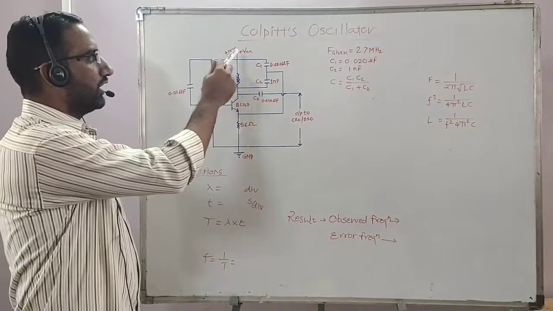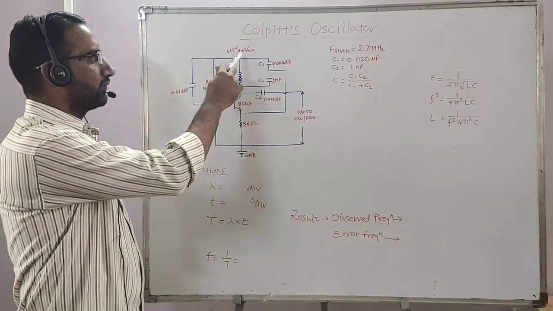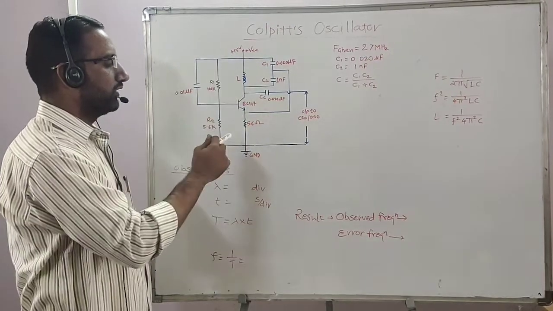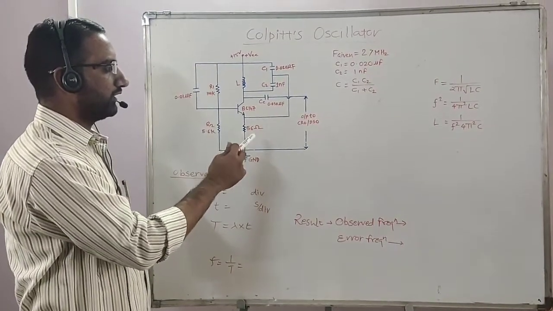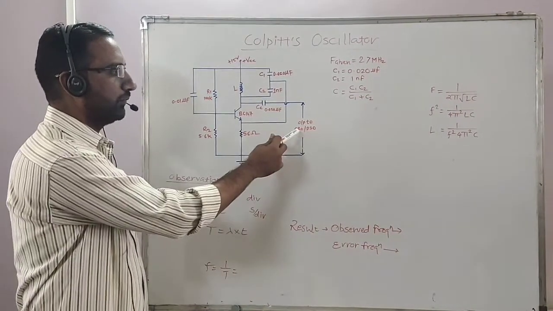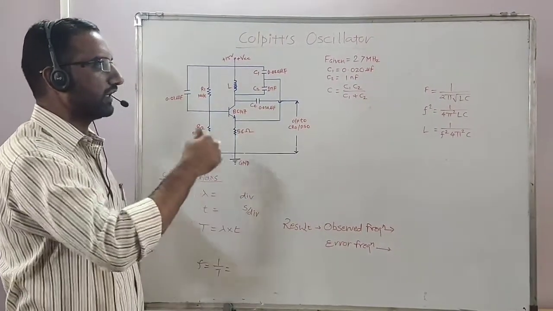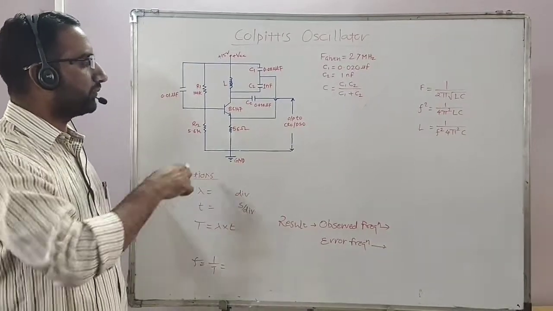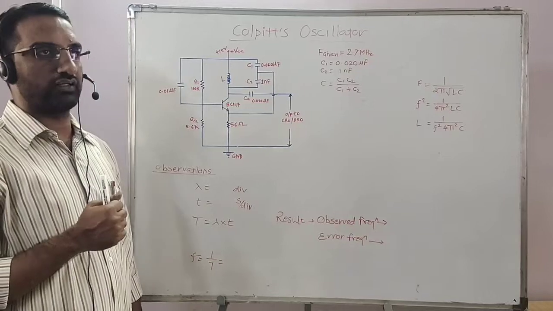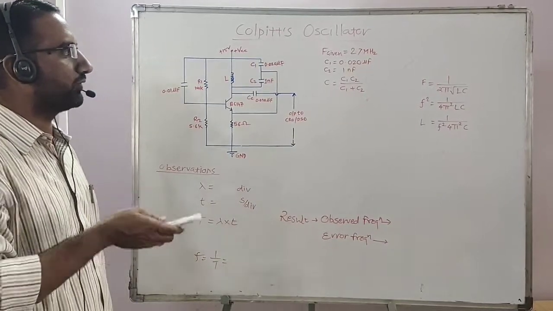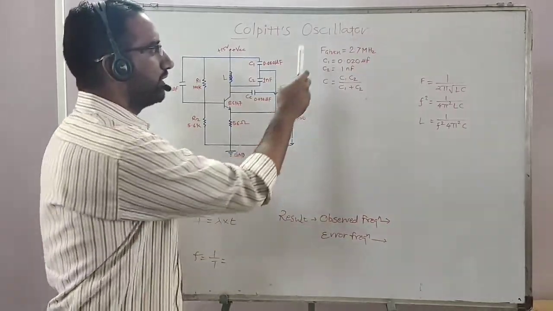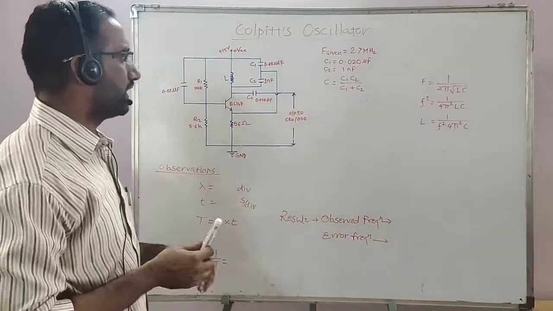Here we are using one regulated DC power supply whose voltage required for this circuit is 15 volt, and we want to check the output of this circuit at the collector with respect to ground with the help of a DSO or CRO. Before performing this experiment, our aim is to design and test the Colpitt's oscillator for the frequency of 2.7 megahertz. So the given frequency is 2.7 megahertz.